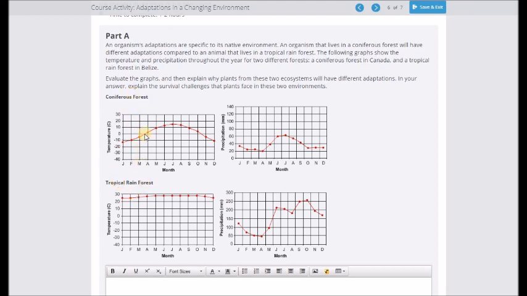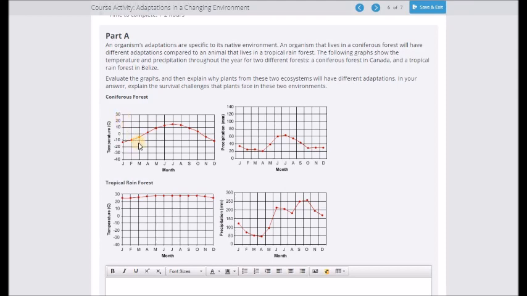But notice the difference here in temperature and rainfall. In a coniferous forest, this is January, February, March, April, May, so January to December. Here's what happens in the coniferous forest. The temperature goes up and then it comes back down.